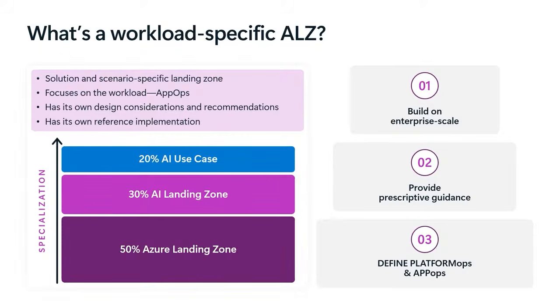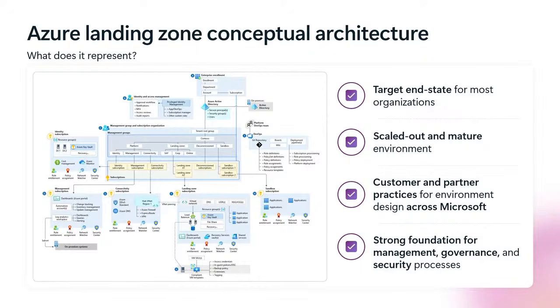So you can really see that the majority or the bulk of the implementation of getting an AI use case to production depends on how you set up your platform for the platform landing zone, how you set up your AI landing zone, and then on top of it comes your AI use case. So the Azure Landing Zone conceptual architecture basically represents the target state for most organizations.